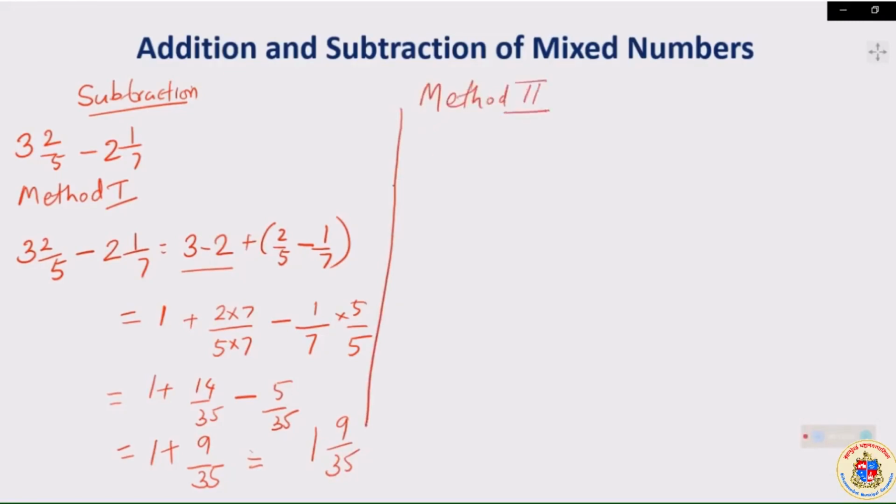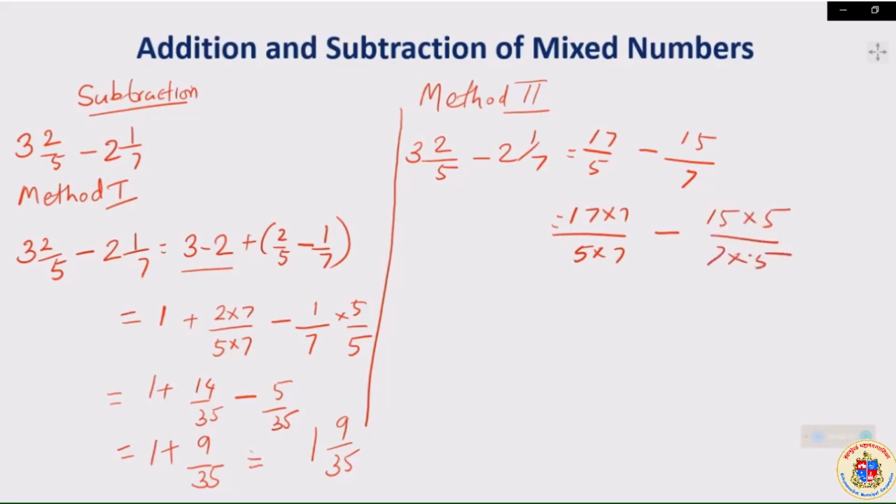In the method 2, we will adopt the other method where we have to subtract 3 and 2 upon 5 minus 2 and 1 upon 7. We will simply convert that into improper fraction. 3 5s are 15 plus 2, 17 upon 5, 2 7s are 14 plus 1, 15 upon 7. Now we will be converting the denominator into 35, because 7 and 5 are having LCM 35. That means multiply with 7 in the first case, 5 into 7. And in the second case, multiply with 5, that is 15 into 5 upon 7 into 5. You will be getting 17 into 7 is equal to 119, and the denominator 35, 15 5s are 75 upon 35.